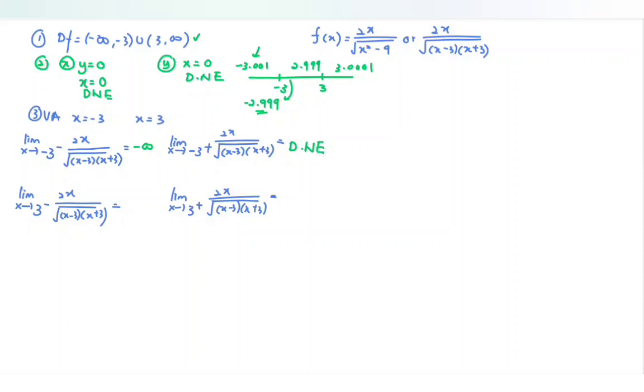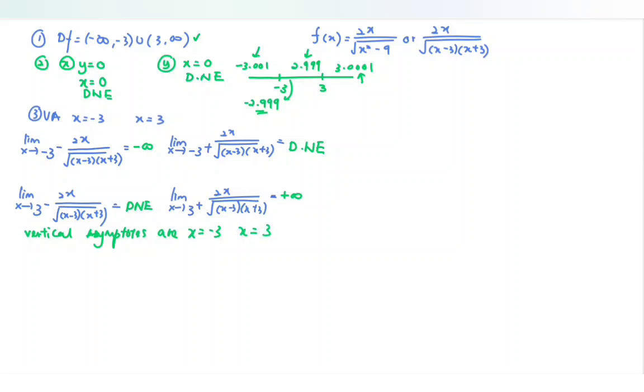Next, for 3 from the left, substitute this value, again we will have does not exist. And then finally, limit when x approaching 3 from the right, if we substitute this value we will have positive infinity. So the meaning of positive infinity is that the graph is increasing as they approach 3 from the right. Same goes for negative 3 from the left, they were decreasing. So the vertical asymptotes are x equals negative 3 and x equals 3.